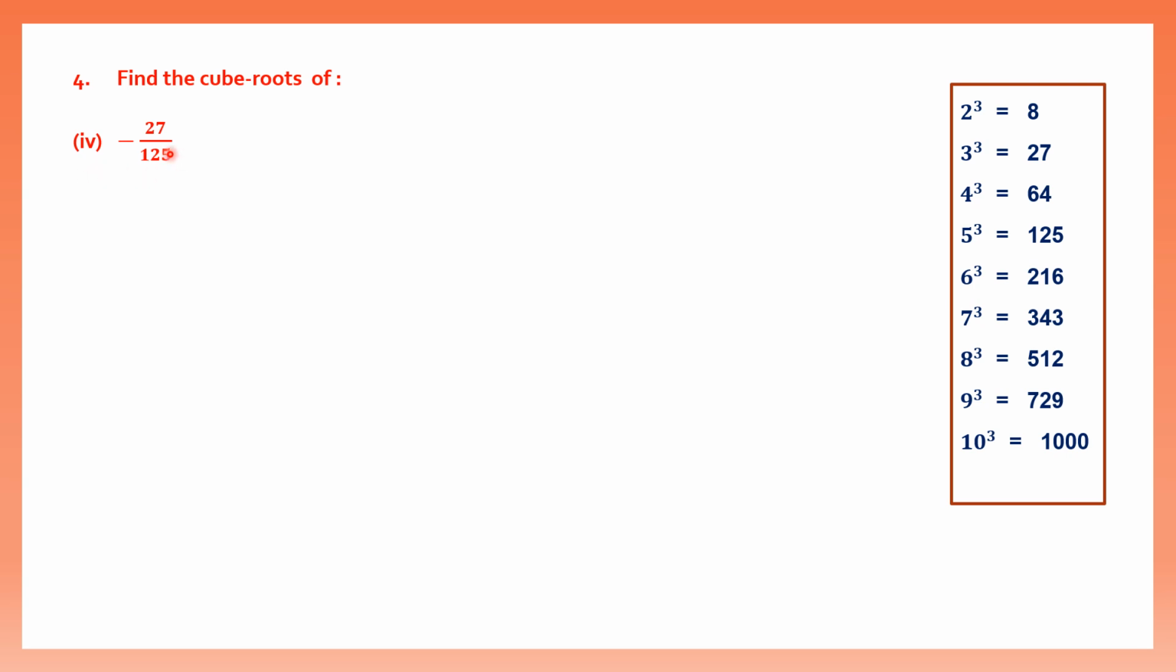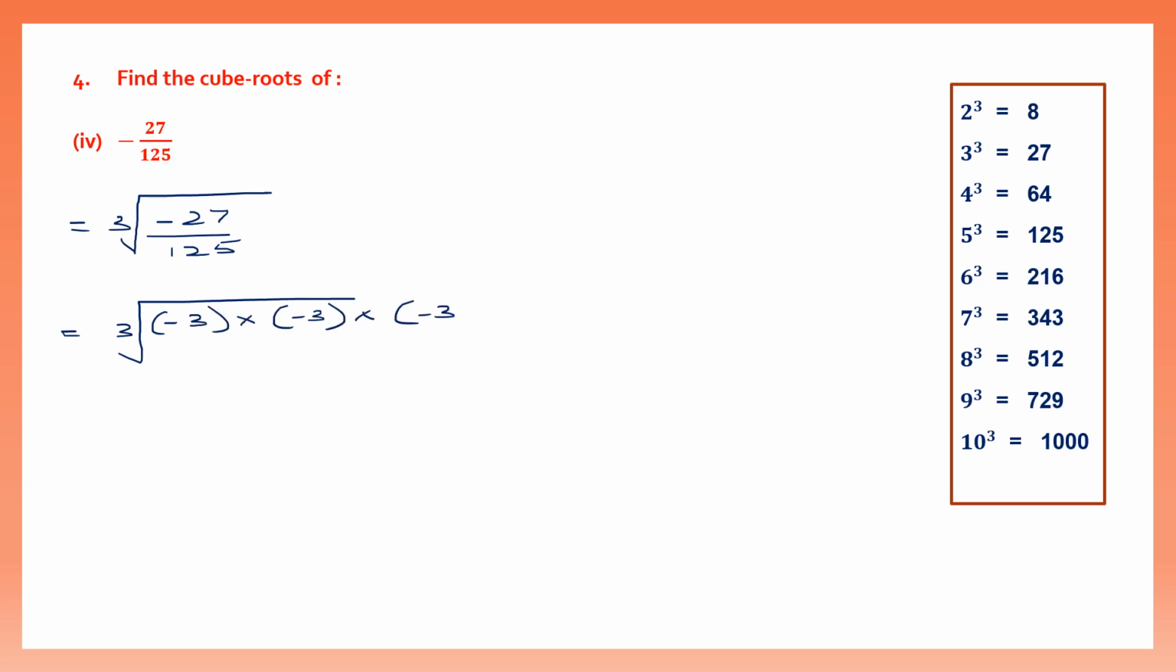Question 4 here, we must find the cube root of minus 27 by 125. So let's write that down like this. So we're finding the cube root. So this is minus 27. You can put that minus sign with the numerator, and 125, we're finding the cube root. So let's continue by looking at 27 here in this table. As you can see, we multiply 3 times to get 27. So here we can say this as minus 3 into minus 3 into minus 3. So we multiply this 3 times to get minus 27.